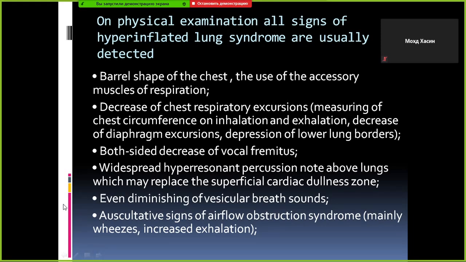So, the symptoms on physical examination in case of lung emphysema. We will detect hyperinflated lung syndrome of lung emphysema. It means that the patient will have a barrel-shaped chest. The accessory muscles will participate in respiration. We will detect decrease of chest respiratory excursions, measured by chest circumference on inhalation and exhalation, decrease of diaphragm excursions, and depression of lower lung borders on topographic percussion.